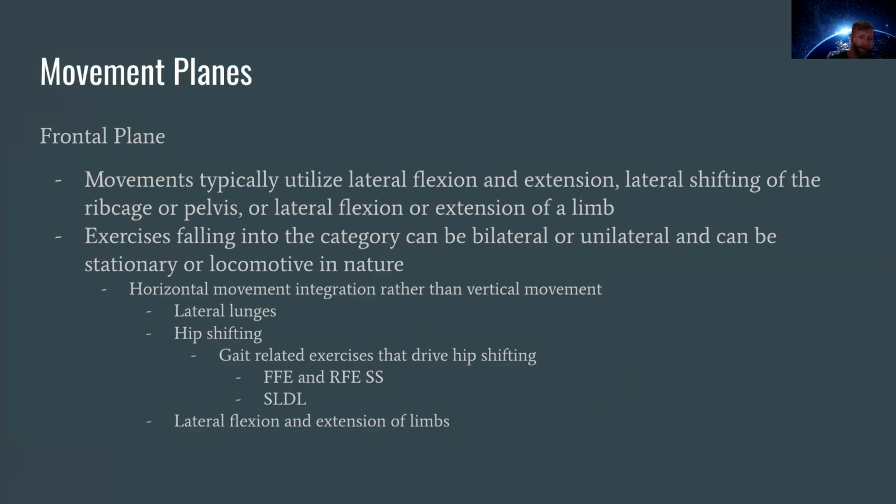So now we can look at both horizontal and vertical displacement. So you can see things like lateral lunges, different lateral hip shifting, gait-related exercises that drive hip shifting, like a front foot elevated or a rear foot elevated split squat, single leg RDLs, and then we've got lateral flexion and extension of the limb. So just like a lateral shoulder raise for the deltoids is going to be considered in the same category as well.